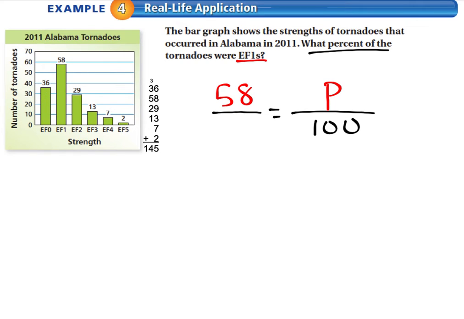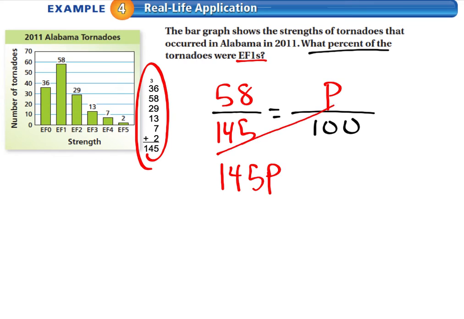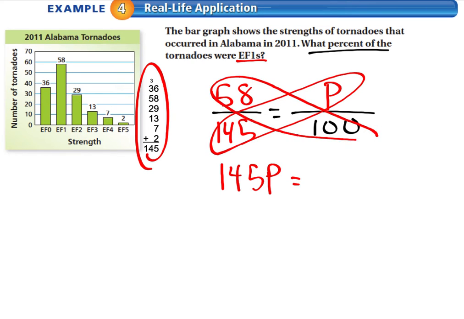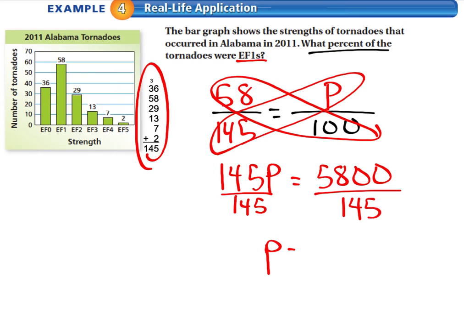We need to put it over the whole amount. Now the whole amount I've previously calculated right here. It would be every tornado type all added together. There were 145 total tornadoes here. We can go ahead and solve this by doing the cross products. 145p equals 5,800. We divide by 145, and we get p by itself. 5,800 divided by 145 is 40. So we throw the percent sign on it, and the answer is 40%. 40% of the tornadoes were EF1.